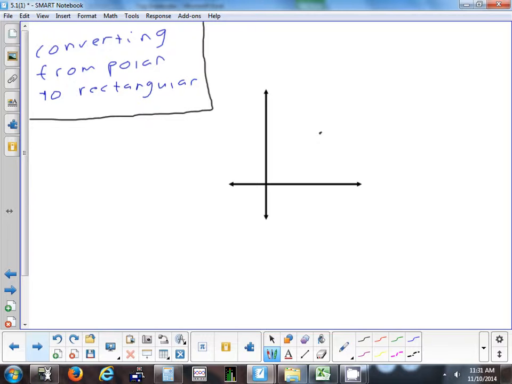Okay, so sometimes what they're going to ask us to do is take a point that's in polar and change it into what we're more familiar with, rectangular. And we're also going to do it the other way, but not today. Right, so let's look at how we would change this point from polar to rectangular.